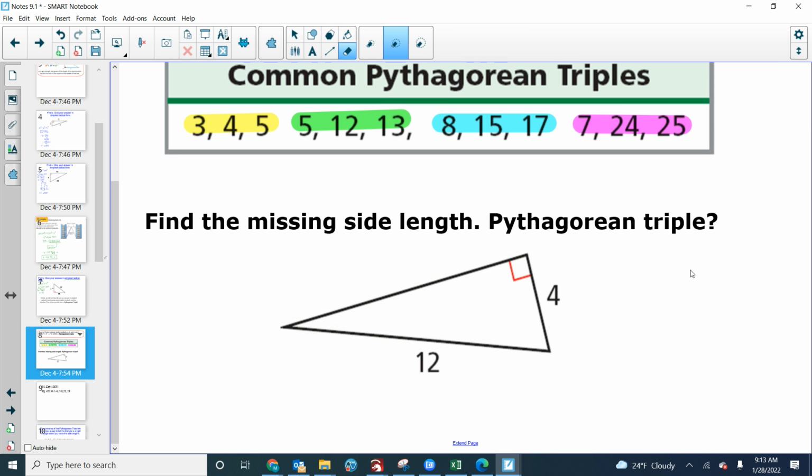All right. Help me out. What'd you guys get? 11.31. You guys agree? 11.31. Yes? Now, it didn't ask us to round. It didn't say to write it in simplest radical form. Just find the missing side. So if you solve, X equals 11.31. Then we would say, no, this is not a Pythagorean triple. Not all three sides are whole numbers.